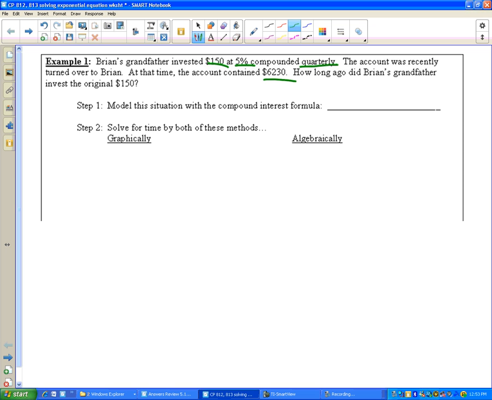Step 1, model the situation using the compound interest formula. Remember, the formula is y equals my original investment times 1 plus my rate divided by the number of times I compound, to the nt power. N is the number of times I compound. T is the number of years.